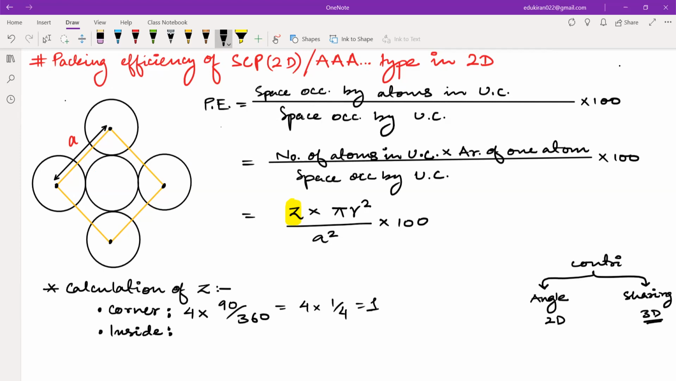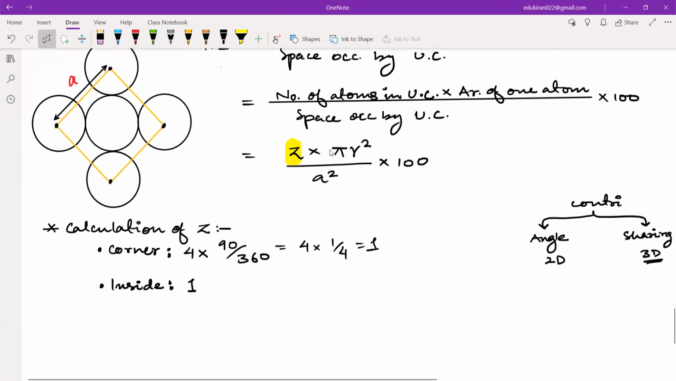Okay, fine. Now inside, we have one atom and that whole atom is inside the unit cell. Hence, its contribution will be 1. Correct, Fatima and Hafsa? Yes. So that will be equal to 1 plus 1, 2. That will be equal to 2.